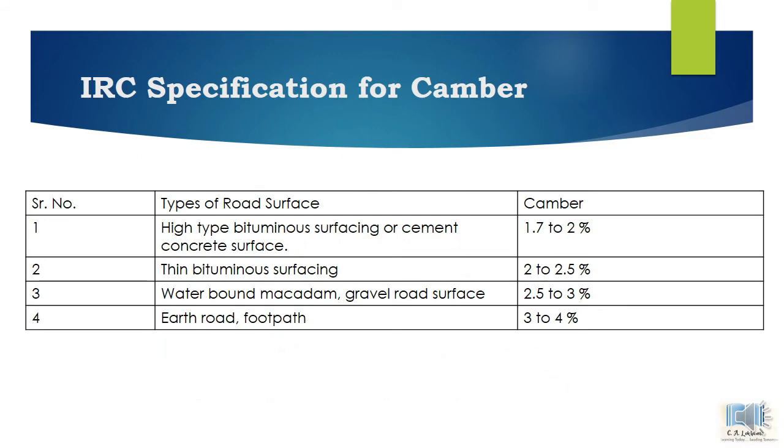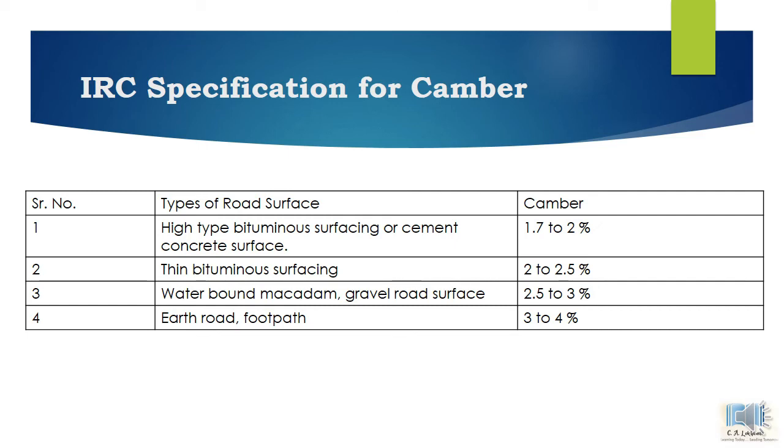Then the next point is IRC specification for camber. This table shows the IRC specification for camber. This column shows the type of road surface, and this column is for camber. The first type of road surface is high type bituminous surfacing or cement concrete surface. For this type of road surface, the camber is 1.7 to 2%.